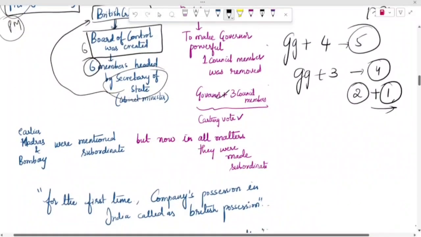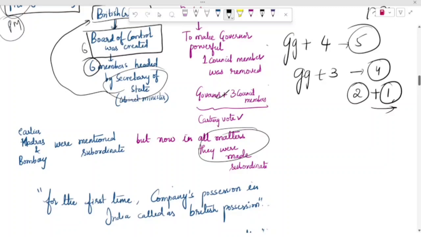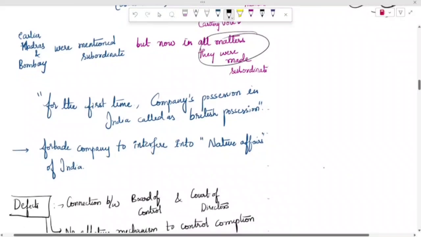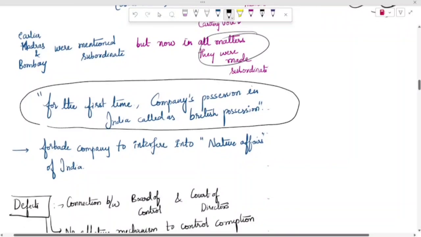Fine. So earlier Madras and Bombay were mentioned as subordinate, but in this act, they have mentioned all the matters in which Madras and Bengal will be subordinate or subservient to the Governor General of Bengal, Governor General of British Indian Territory. Then, for the first time, the company's positions in India were called British possessions.